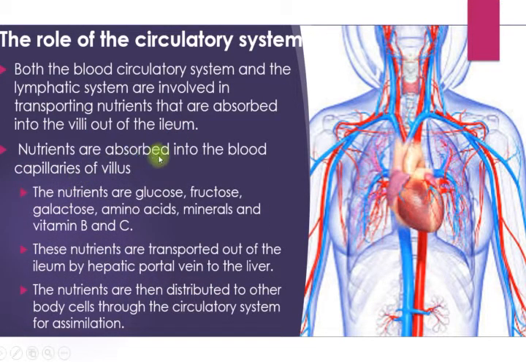Nutrients are absorbed into the blood capillaries of the villus. So we are going to discuss what happened to the nutrients that are absorbed into the blood capillaries of the villus. The nutrients refer to glucose, fructose, and galactose, which are monosaccharides or simple sugars, amino acids, minerals, and vitamins B and C.